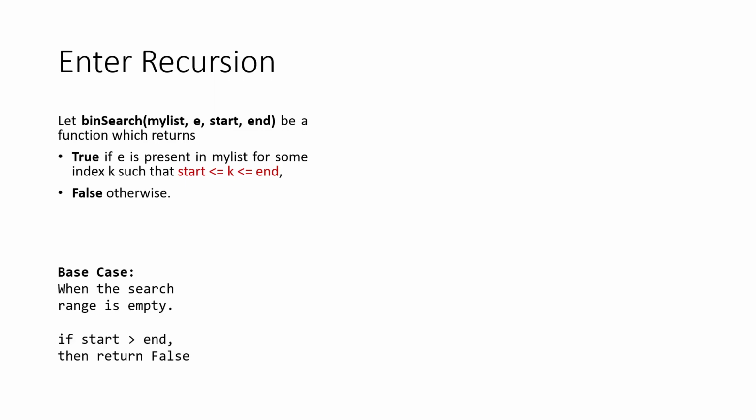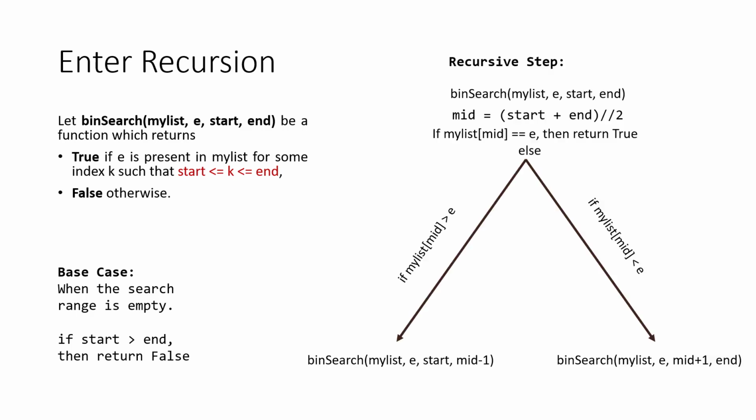Next, we figure out the base case. The base case is when the search range is empty. When start is equal to end, we have one element. For the search range to be empty, the start index has to be greater than the end index. In that case, we simply say there is no element in this empty range, and we return false. For the recursive step, we simply change our question into the function call, and we get this. In the next step, we simply combine the base case with the recursive step to get our full algorithm.